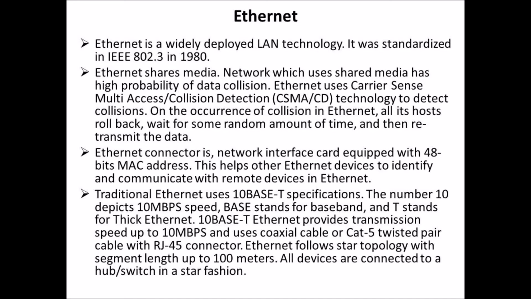Ethernet shares media. A network which uses shared media has a high probability of data collision. Ethernet uses carrier sense multiple access with collision detection, that is CSMA/CD technology, to detect collisions. On the occurrence of a collision in Ethernet, all hosts roll back, wait for some random amount of time and then retransmit the data.